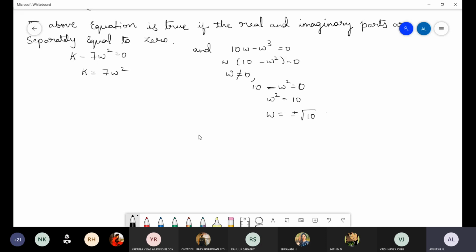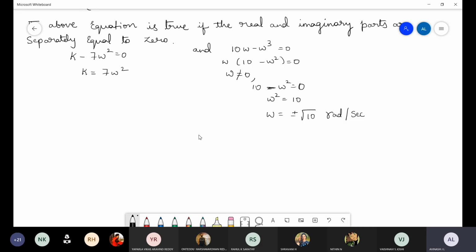Plus or minus j root 10 radians per second. So what is the unit? Radians. Omega is angular frequency. Angular frequency unit is what? Radians per second. 10 plus or minus root 10 is the value. Clear? So now what is the value of k you will get?